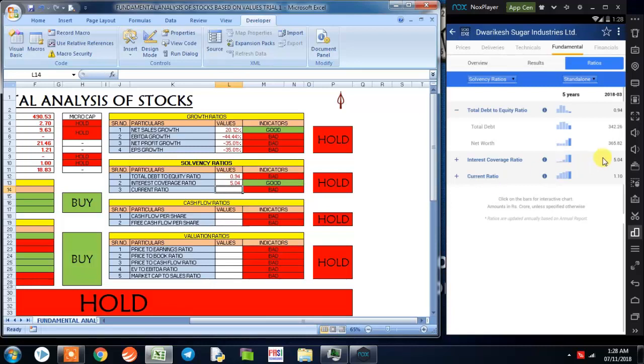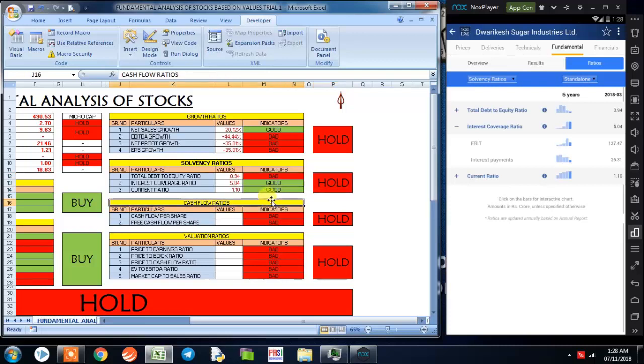When we click on 5.04, we could see that the earnings before income tax is 127.47 crores, whereas the interest that the company is paying is 25.31 crores. The current ratio is 1.1. So overall, the solvency ratio has not given us a signal to buy this stock at this point of time.